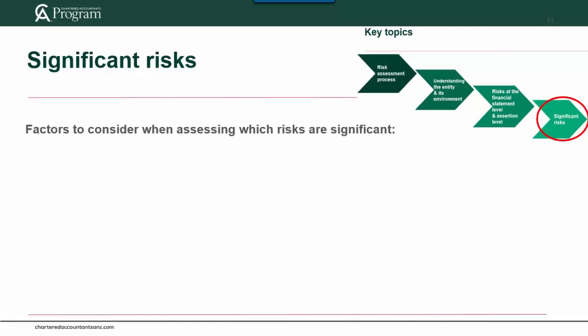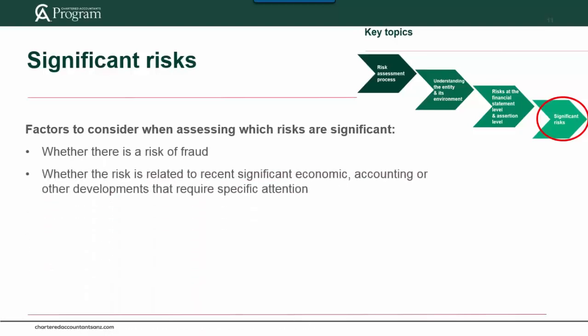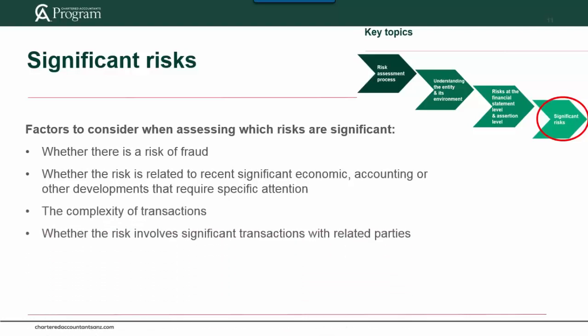The following factors need to be considered when assessing which risks are significant: whether there is a risk of fraud, whether the risk is related to recent significant economic, accounting, or other developments that require specific attention, the complexity of transactions, and whether the risk involves significant transactions with related parties. As related parties are not independent of each other and often involve having control or significant influence over each other, related party transactions often present a higher risk of material misstatement due to fraud than transactions with unrelated parties.